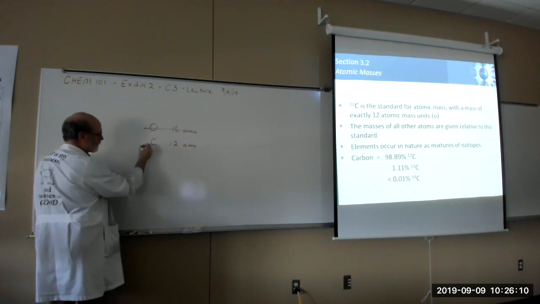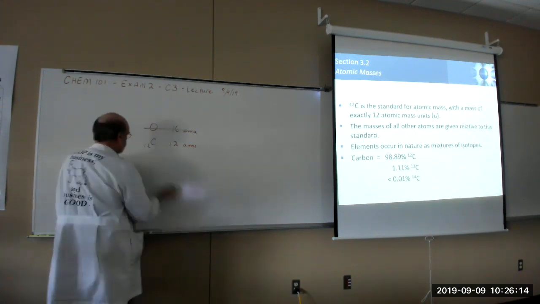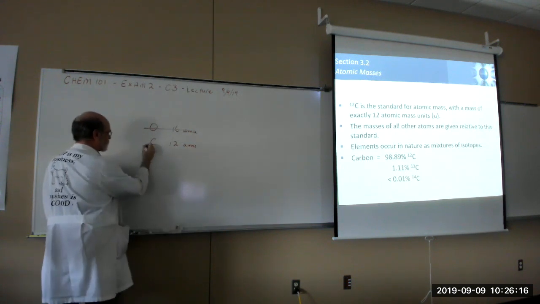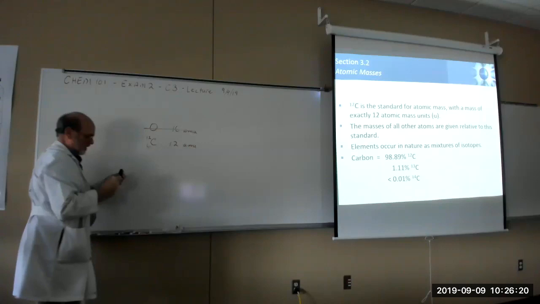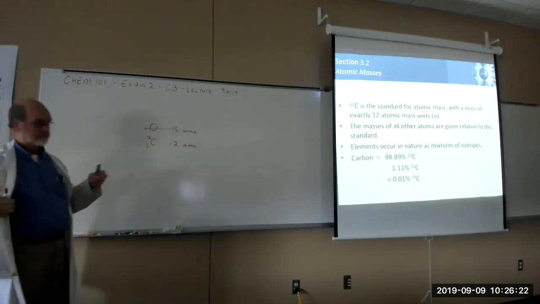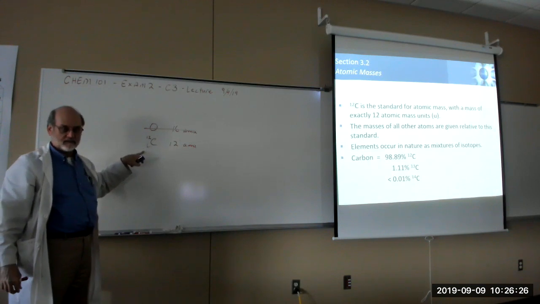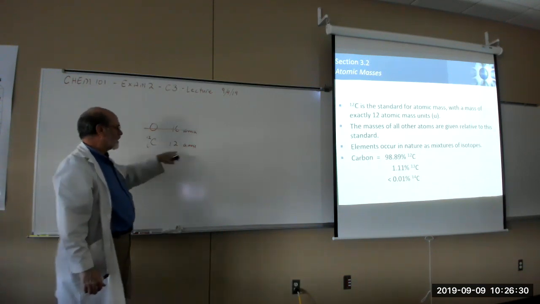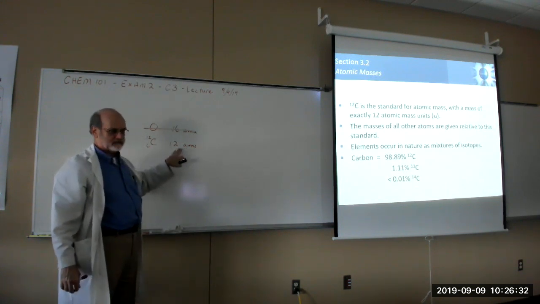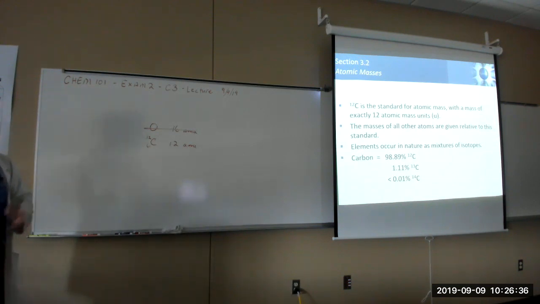So for the carbon-12 there, wait a minute, that's not right. We take this isotope of carbon, which has 6 neutrons and 6 protons. That's your standard. And that's taken as exactly 12 atomic mass units. That's our starting point.